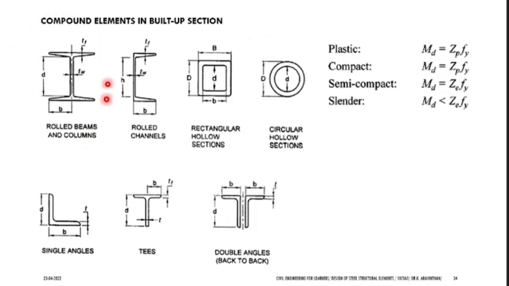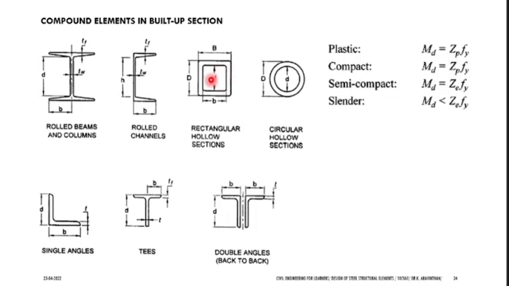So what is the name of the section? Rolled, beam and column. So this section is I section. This could be used for beams and columns. This is rolled steel section, and this is a channel section, which is rolled steel channel, so which will be in C shape.